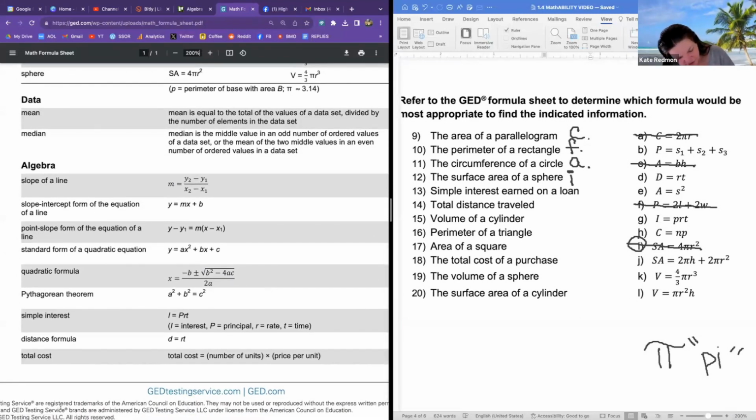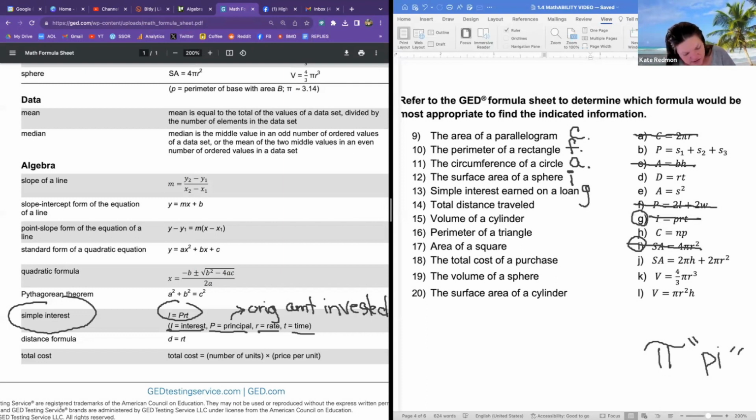And we can see simple interest is towards the bottom. And there's the formula, I equals PRT. And this one's nice. You don't have to memorize what the letters stand for because they tell you: interest, principal, rate, and time. And principal is a word a lot of students don't know. Principal meaning the original amount invested. So 13 is I is equal to PRT. There it is. That's G.